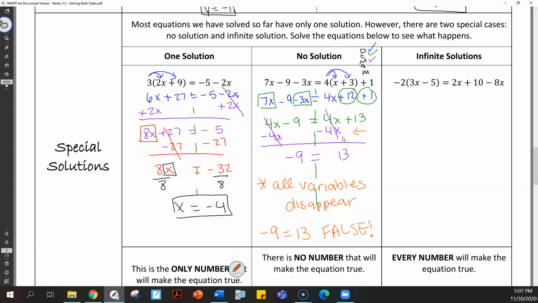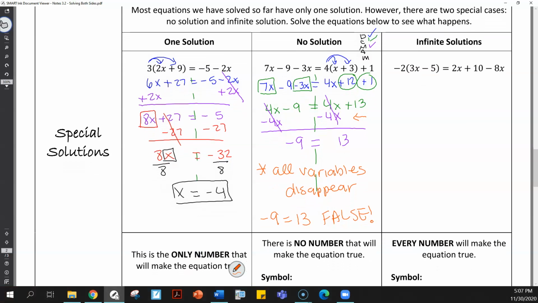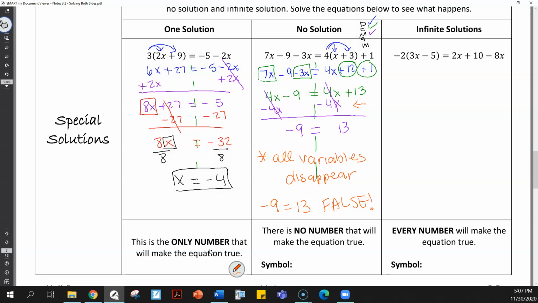There is no world that we know of in which negative 9 and 13 are equal to one another. There will never be a number that will make that true. So this is what we call no solution. There is no possible number that I could plug in that would make this equation true. I could try numbers all day long and I will never find one.